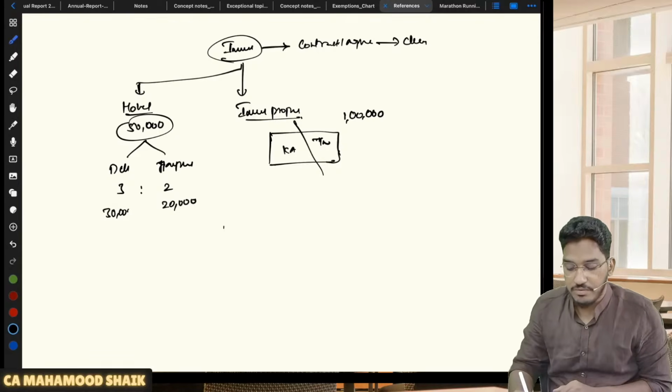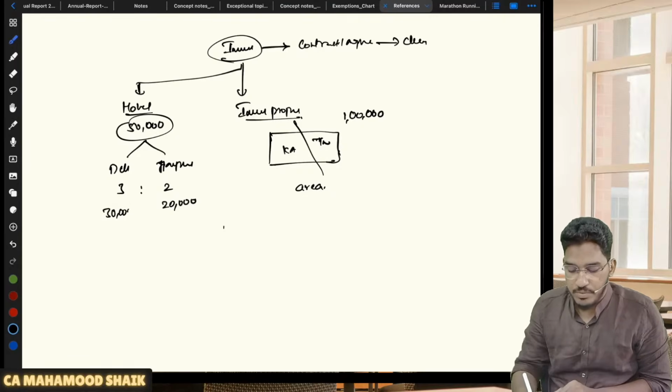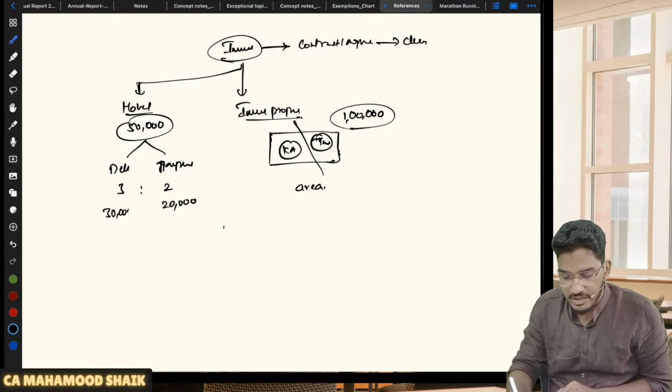Now what should I do, sir? You have to divide it on the basis of area. You have to divide it on the basis of the area of the immobile property in Karnataka and the area of the immobile property in Tamil Nadu. You have to determine that ratio and divide the value in that ratio.